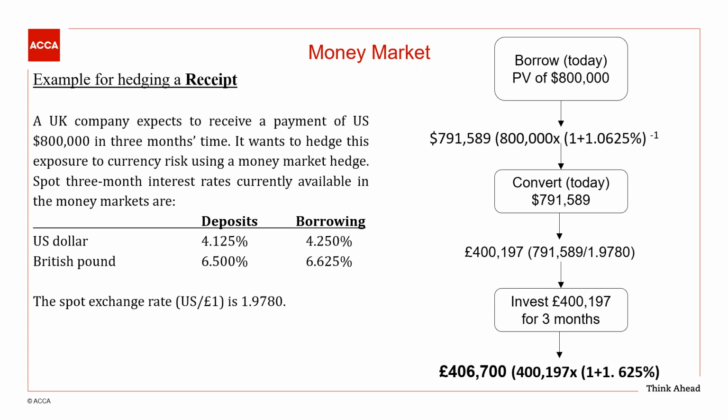So why did we divide by the spot rate? Because the spot rate is in US dollars and we were converting into pound sterling. The rate is in US dollars and we were converting into pound sterling. That's why we should divide.